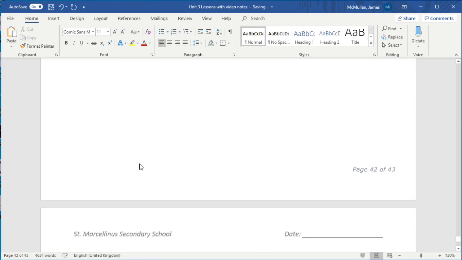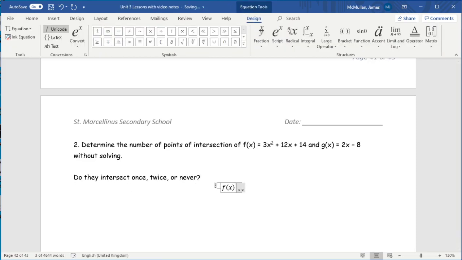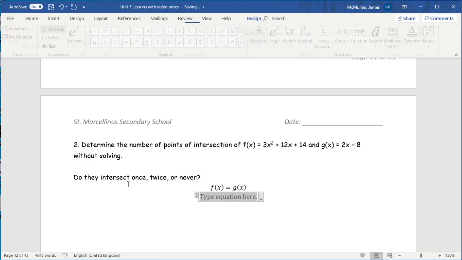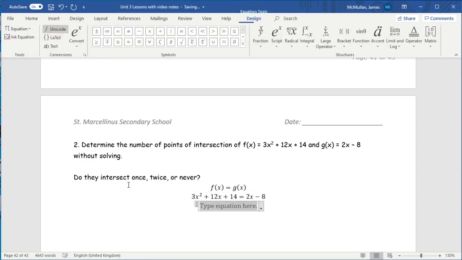Okay, now, the next question says, determine the number of points of intersection between f and g, but don't solve. So in other words, all they want to know is, do they intersect once, twice, or never, right? Is there a way that we could figure that out without solving? So what we're going to do is the same process. We're going to set f of x equal to g of x. So we'll go 3x squared plus 12x plus 14 is equal to 2x minus 8.